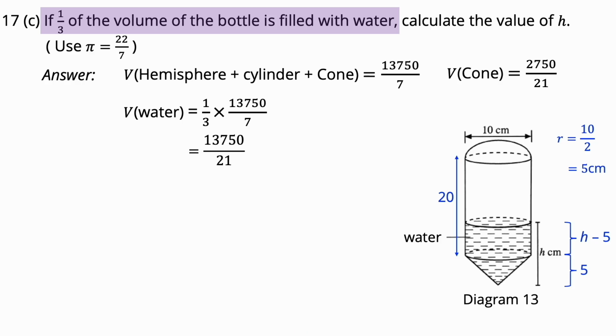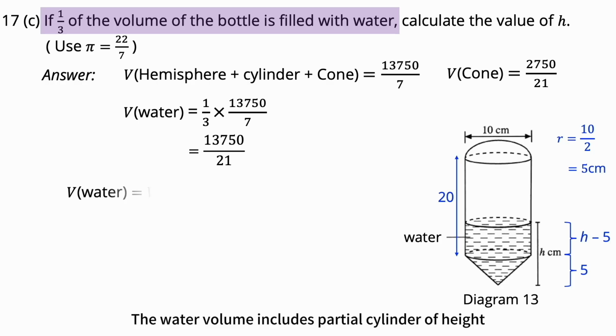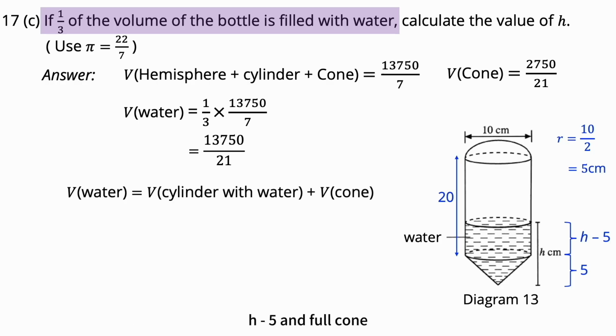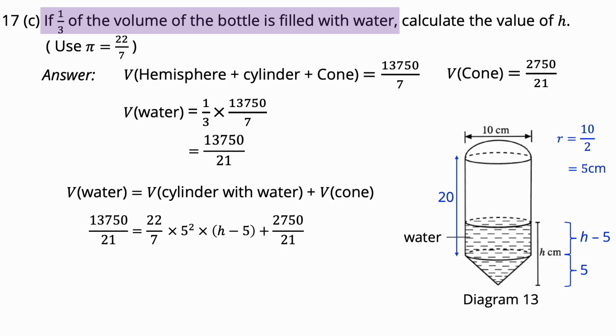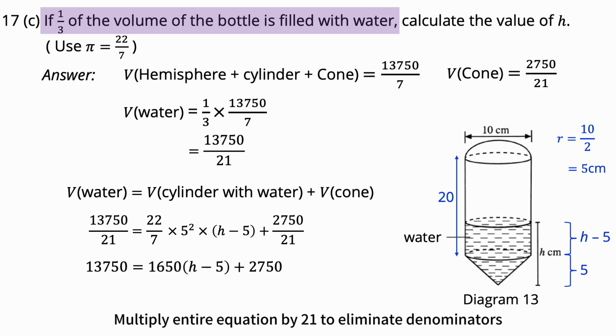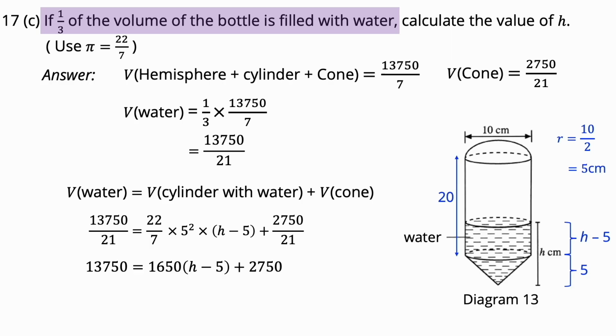Step 3. Set up the equation for water volume. The water volume includes the partial cylinder of height h minus 5, and the full cone. Substitute all the values into the formula. Multiply the entire equation by 21 to eliminate denominators. Simplify the equation, and the value of h is equal to 11 2/3. This is the height from the tip of the cone up to the water level.